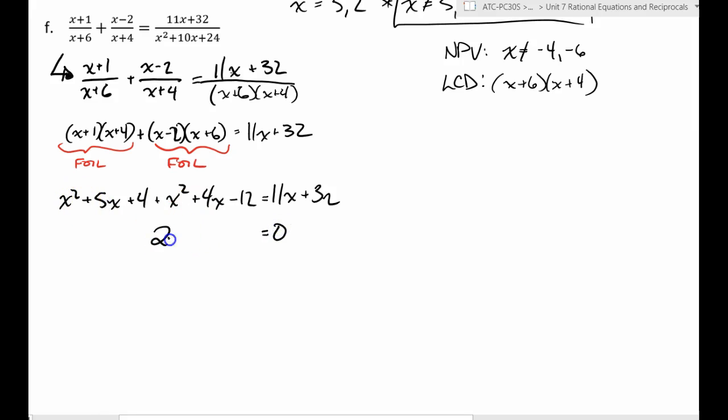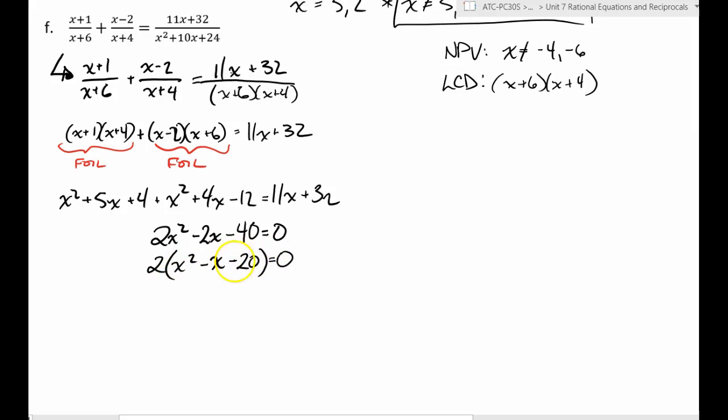I've got 2x squared. 5 plus 4 is 9. Minus 11, though, it's going to give me negative 2x. Then I've got 4 minus 12 is negative 8. Minus 32 is going to get me negative 40. From here I can factor out that 2, so that part's nice. X squared minus x minus 20 gives me 0.